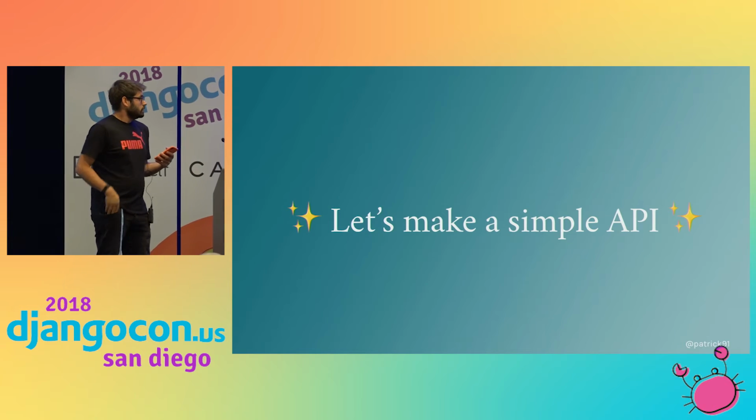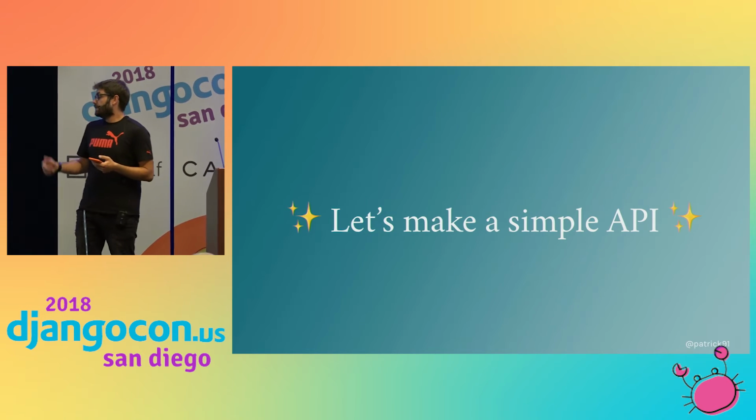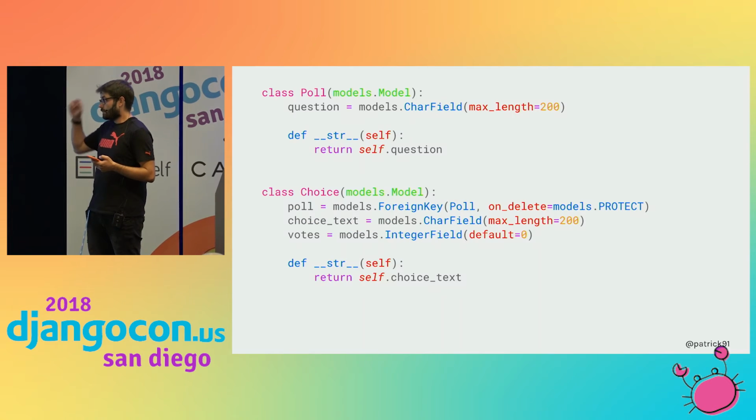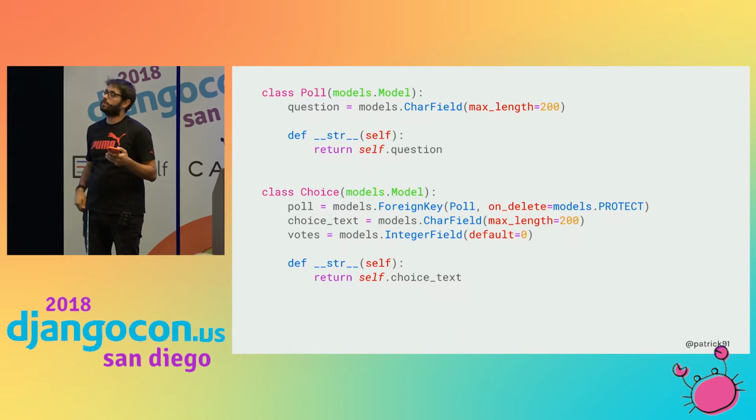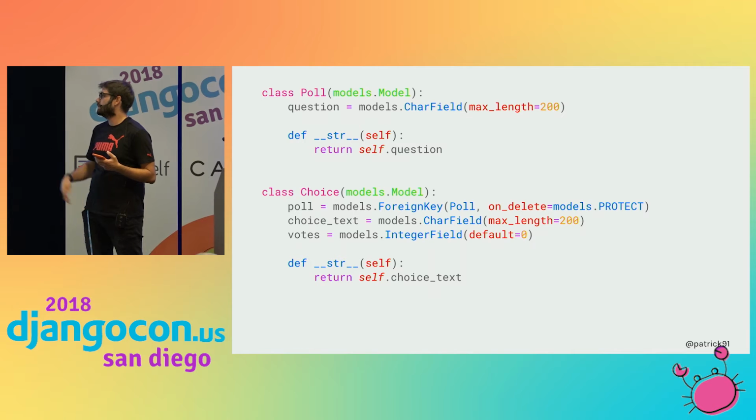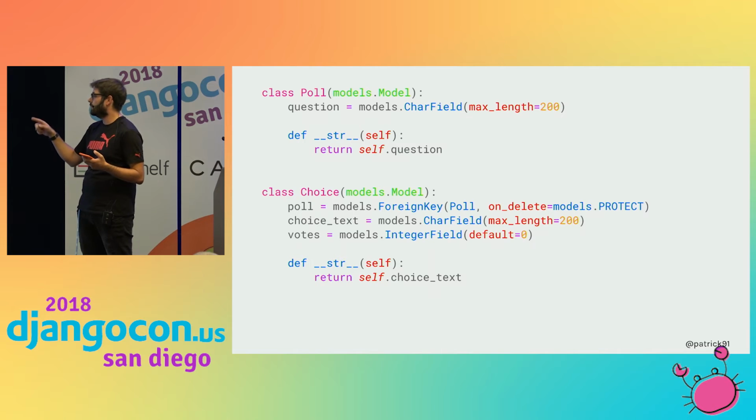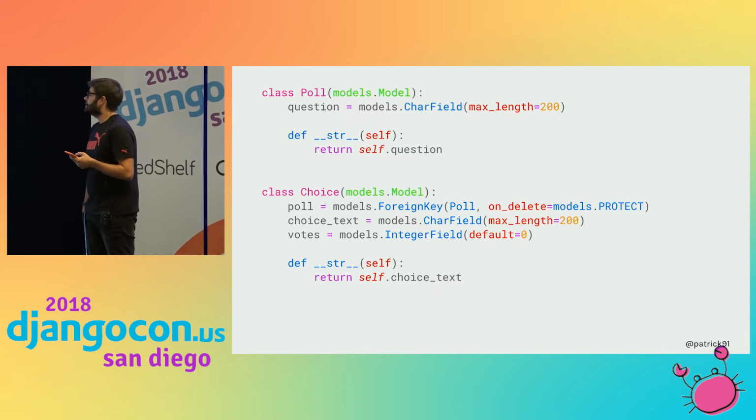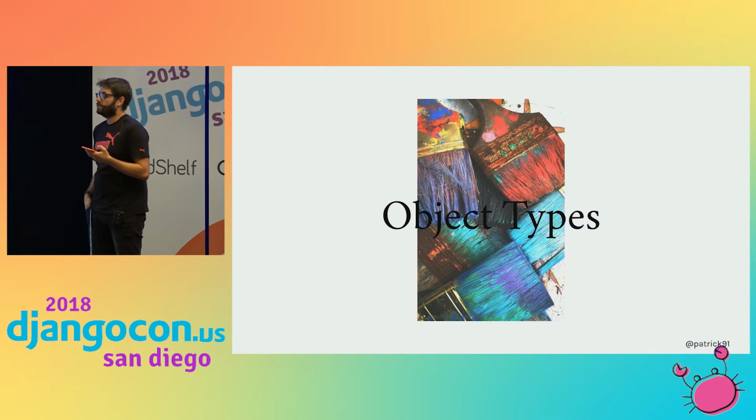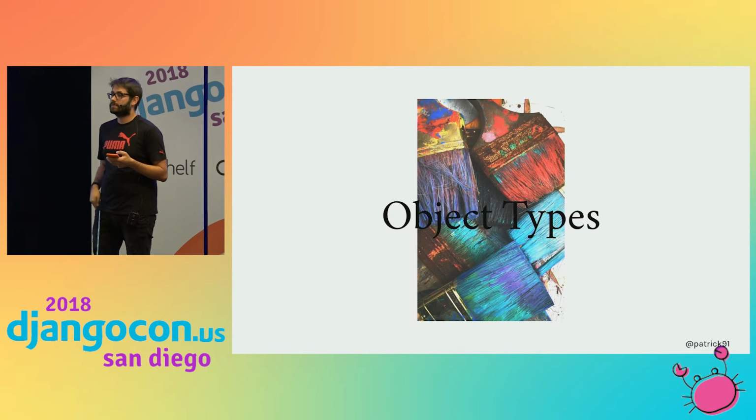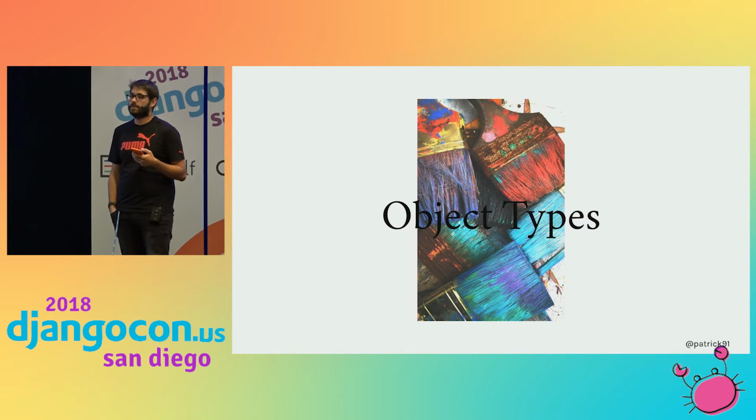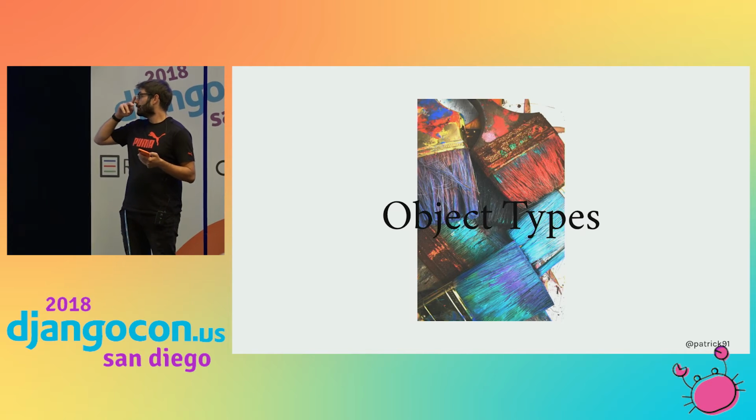That was quite quick. Let's create a simple API, and this is based on the Django polls application, more or less. Let's say that we have two models. One is Poll, which is only a question, and then there is a Choice, which is linked to a poll. It's got a choice text and a number of votes. So the first thing we want to do is to create the object types, which are basically the types for GraphQL. Those types are going to be shown in your API.